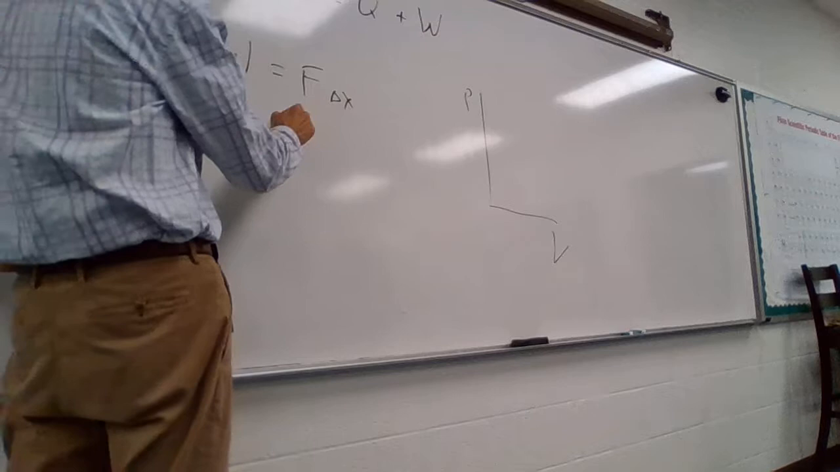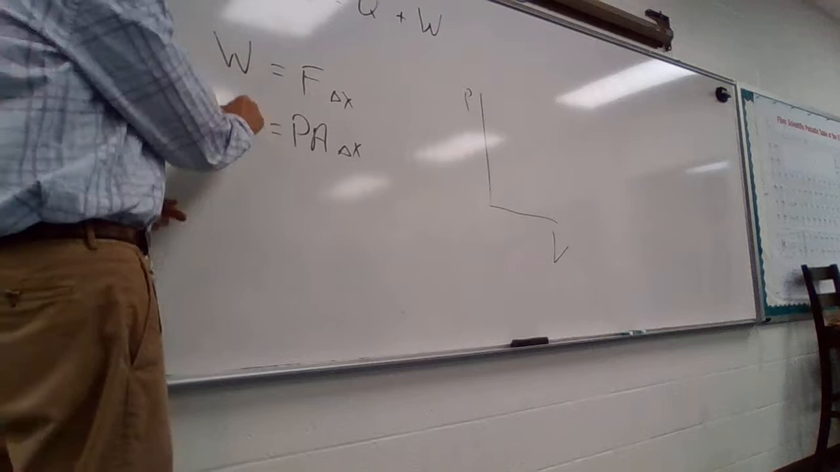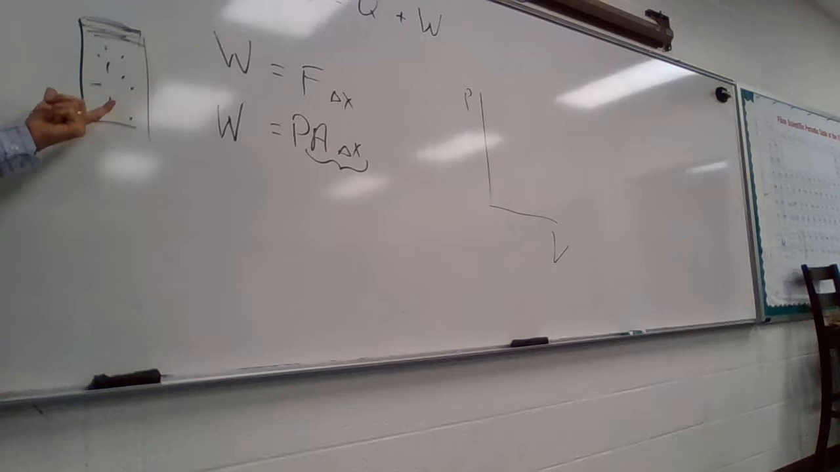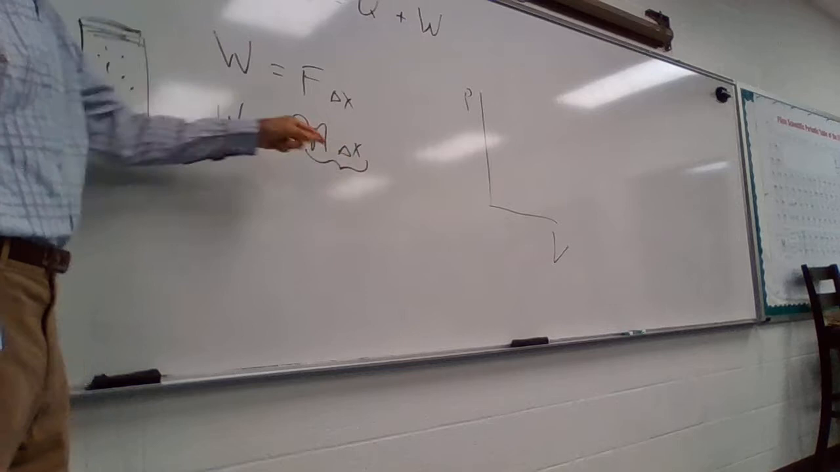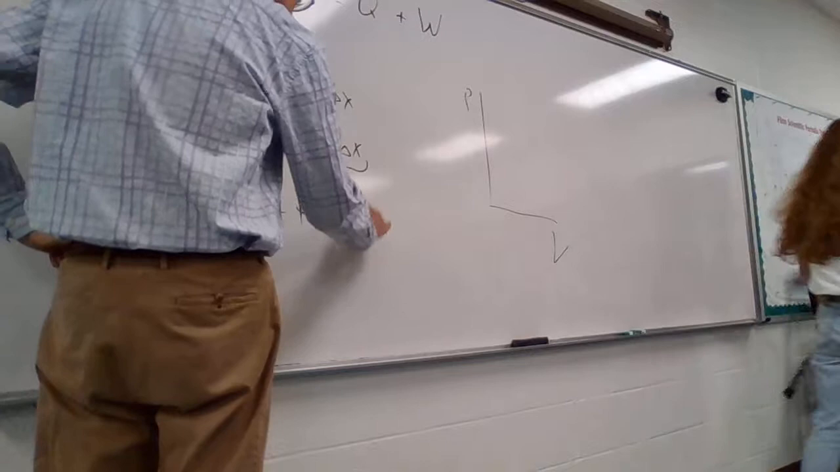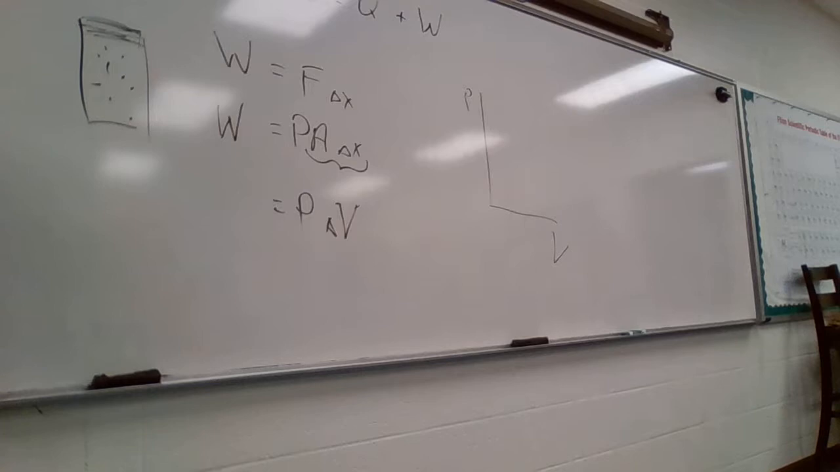Okay. F is PA, so instead of F, I'm going to write PA. That's F, this is work, which is force times displacement. All right, what is A delta X? The area times the distance is what? That's the volume of the cylinder. If the piston moves up or down, that's the change in volume because of the change in X. So that could be looked at as P delta V, couldn't it? Area times the height of the cylinder is volume of the cylinder. So that's equal to work on the gas. Pressure times a change in volume.